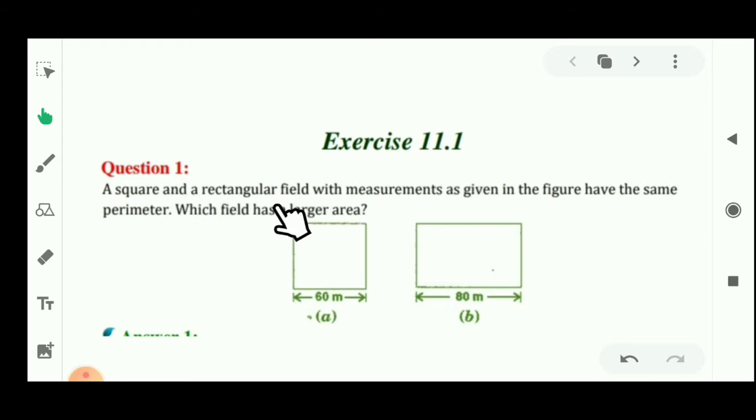A square and a rectangle filled with measurements as given in the figure have the same perimeter. Students, having the same perimeter means these figures' perimeters are the same. And the rest of the question is: which field has a larger area? Let's see the solution of the given question.